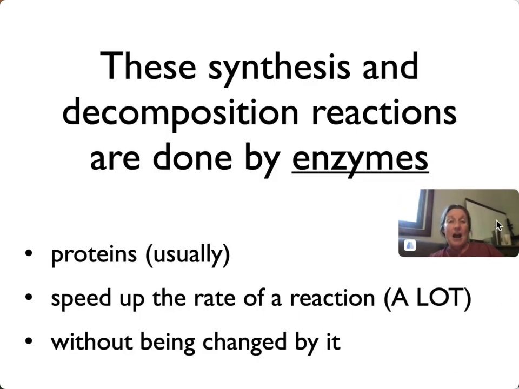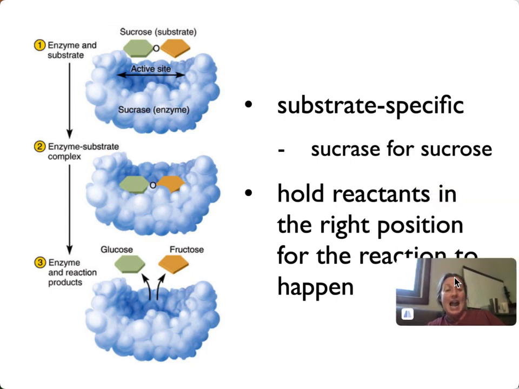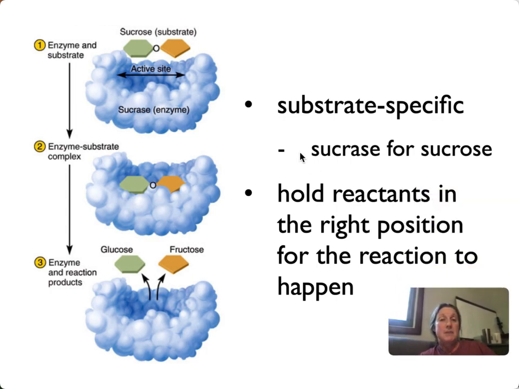Now, in our cells, these synthesis and decomposition reactions are done by enzymes. Those are our catalysts. Enzymes are usually proteins, almost always. And they speed up the rate of reaction a lot, like millions of times faster than if there were no enzyme present. And just like the definition for any catalyst, enzymes are not changed by the reaction. Enzymes are also substrate specific. The substrate is the thing that the enzyme acts on.